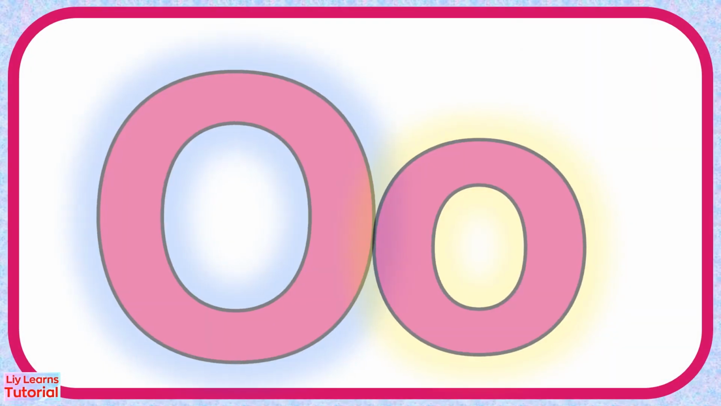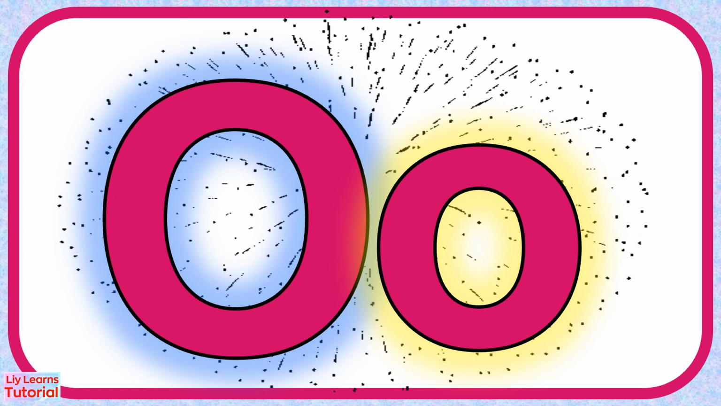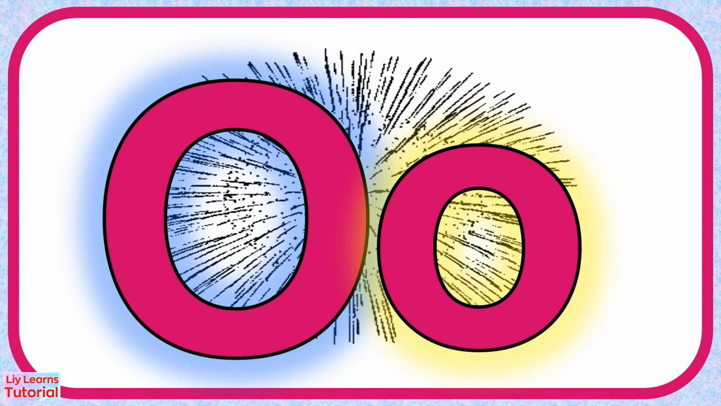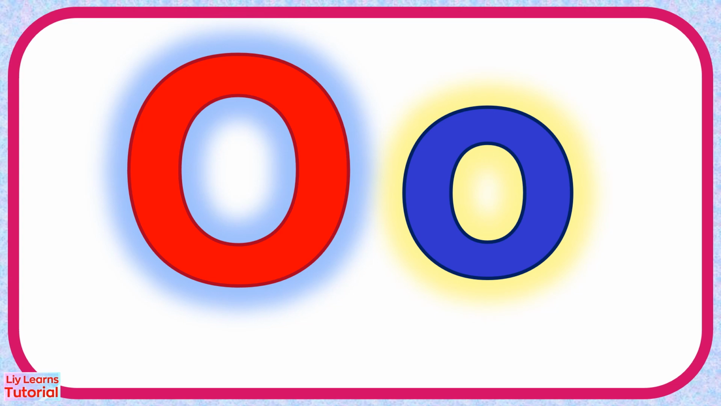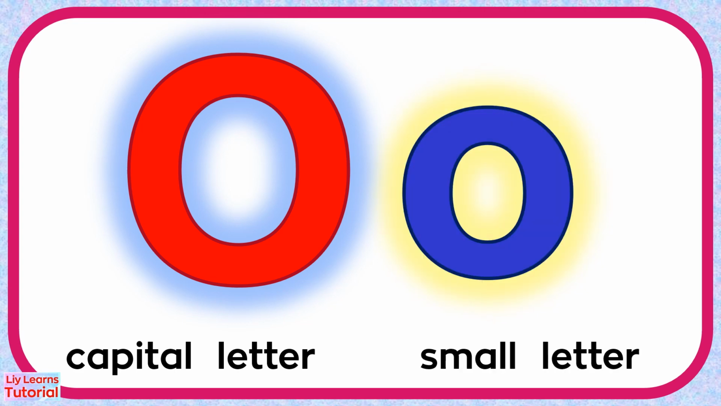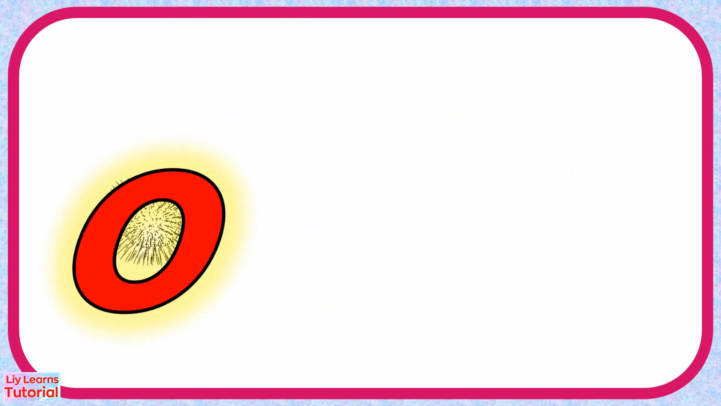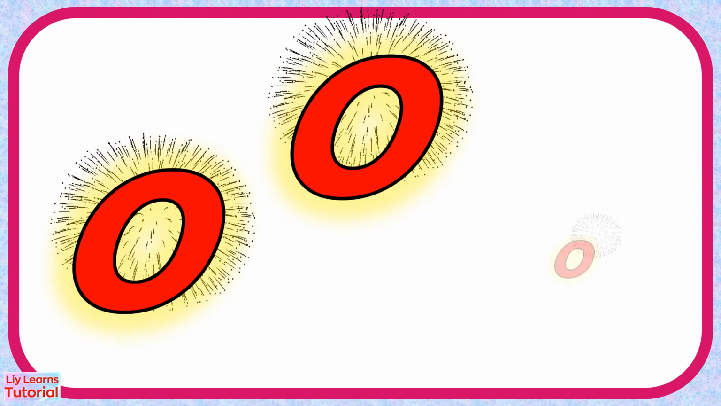Letter O. This is capital letter O and small letter O. The phonetic sound of letter O is O, O, O.